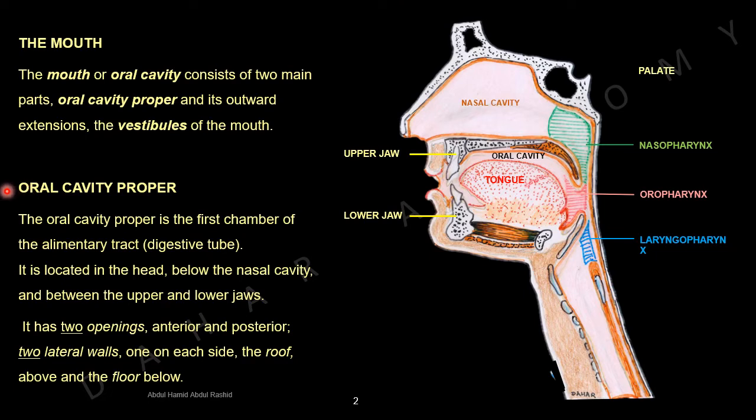Oral cavity proper. The oral cavity proper is the first chamber of the alimentary tract, that is the digestive tube. It is located in the head, below the nasal cavity, and between the upper and lower jaws. It has two openings, anterior and posterior openings, two lateral walls, one on each side, the roof above and the floor below.